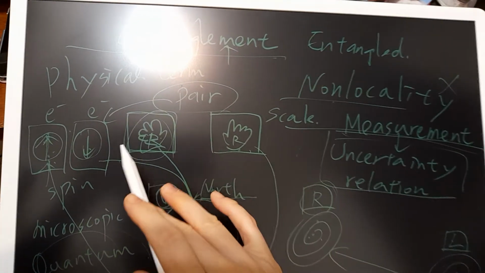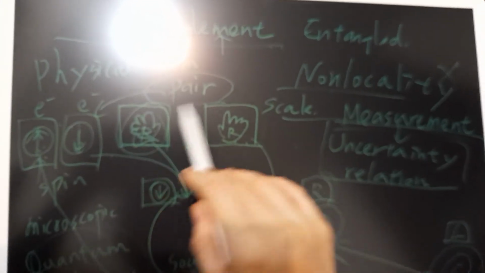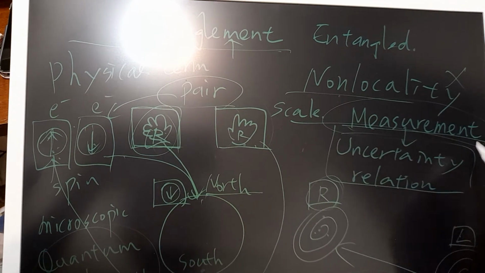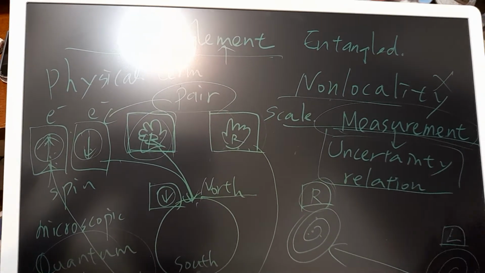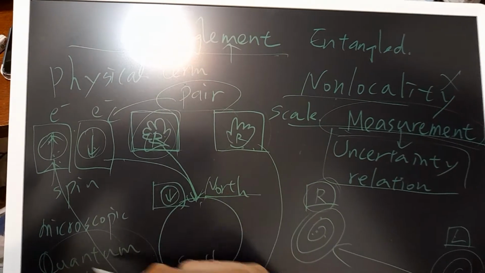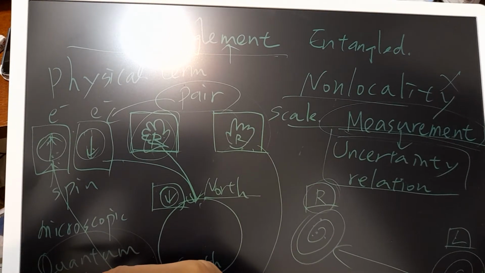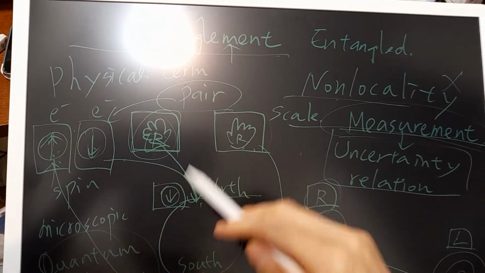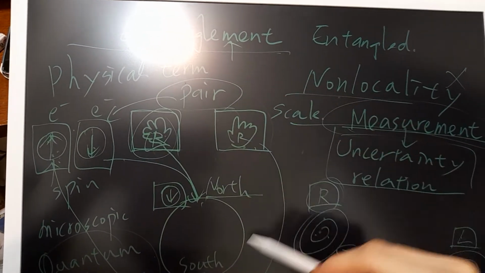So we already know that the difference between these two examples, the pair of gloves and the pair of electrons, is a measurement. And the measurement behavior will interfere with the state, with the system here. And this makes everything different compared to our daily life scale.